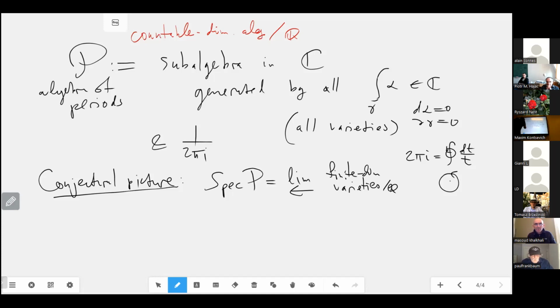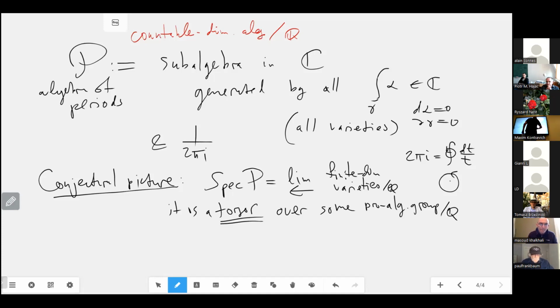But the claim is that it's not just some random algebraic variety. It is a torsor over some pro-algebraic group, a projective countable limit of finite dimensional algebraic groups, a group over rational numbers, which is called the motivic Galois group.